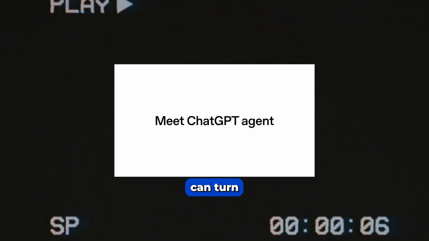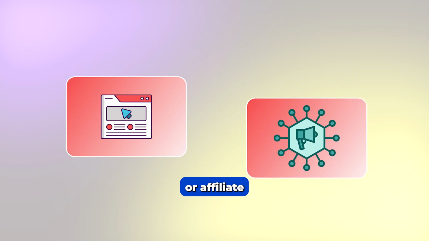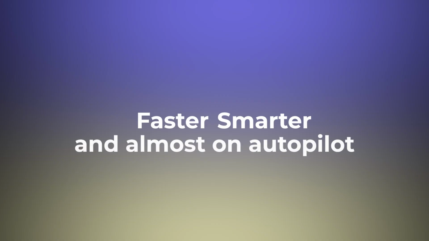ChatGPT agent mode can turn one person into an army. I'm not talking about making blog posts or affiliate marketing fluff. I'm talking about real hustles that are practical, that you can run faster, smarter, and almost on autopilot.